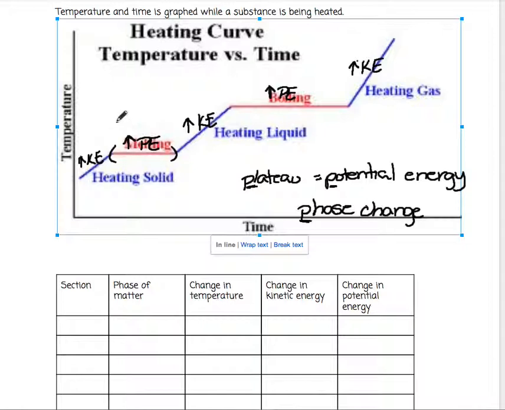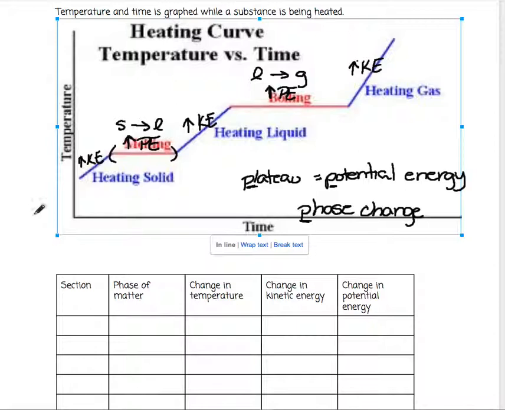And what I mean by phase change is, at this particular spot, I have a solid going to a liquid. It's a phase change. It's going from a solid to a liquid. And right here, I have a liquid going to a gas. A phase change. Okay? On the plateaus, PPP: plateau, potential, phase change.